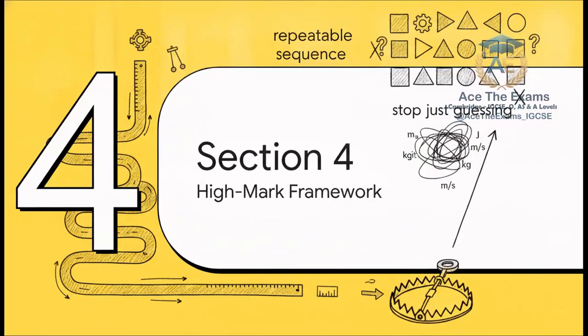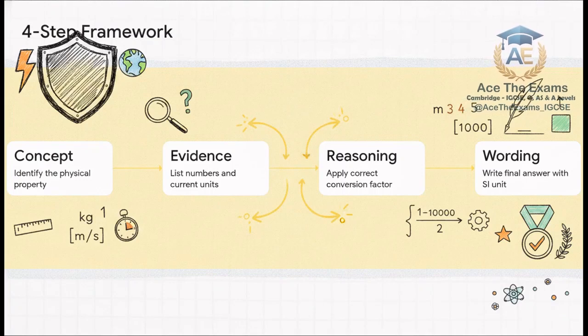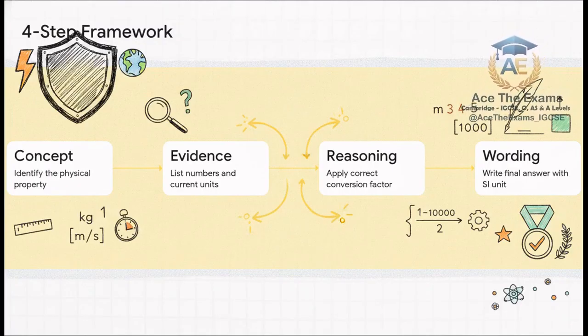Section 4, the high mark framework. To survive these traps, you need a solid system. You have to stop just guessing numbers and hoping for the best. Instead, you need to use a specific, repeatable sequence. This 4-step framework is your armor against dropped marks.